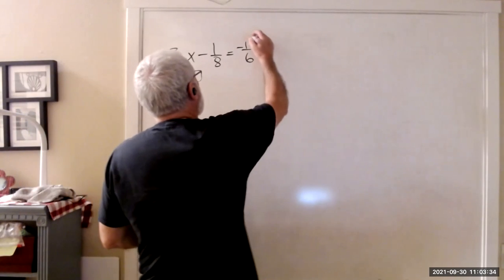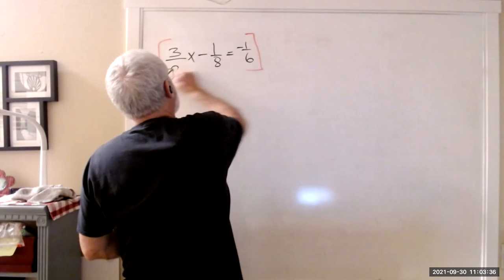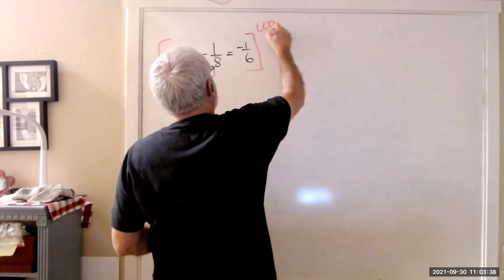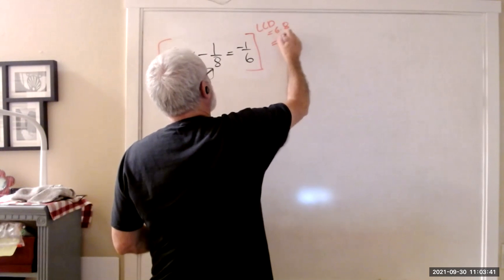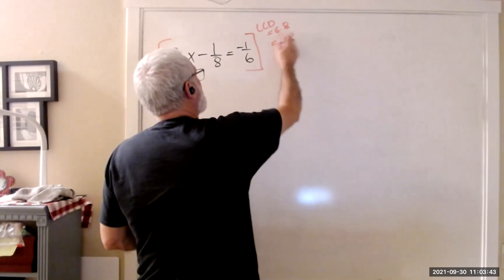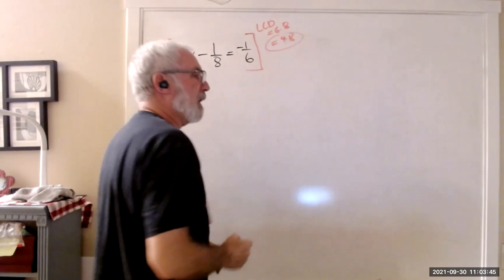6 times 8 is 48. The LCD is 6 times 8, which is 48. So you do that with all the problems? Yeah, yeah. Okay.